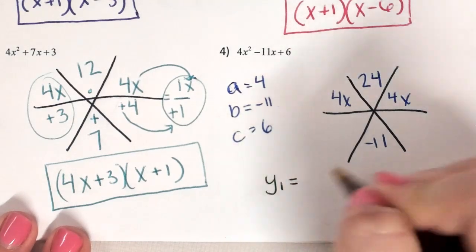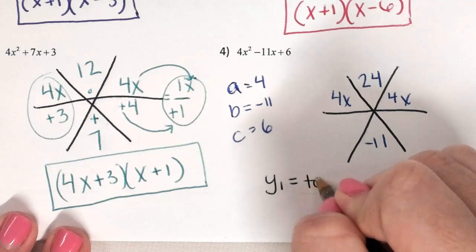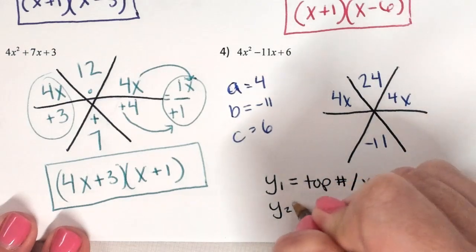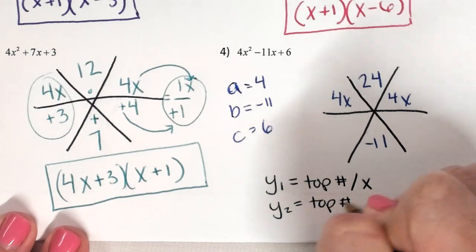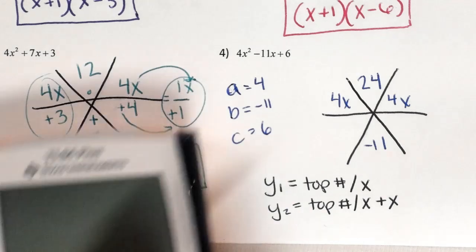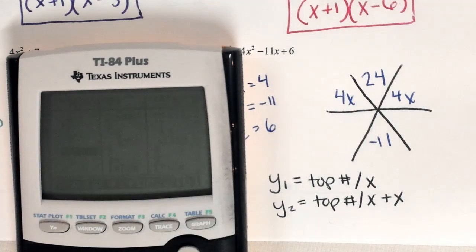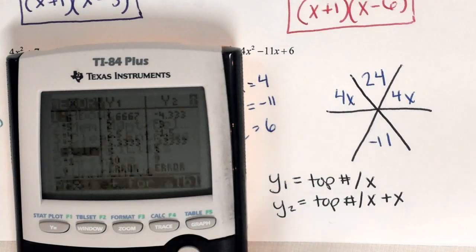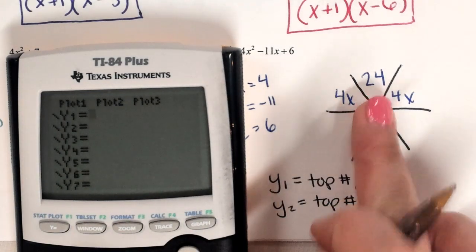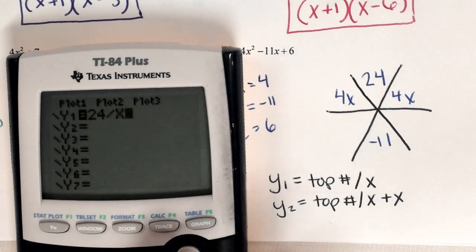And in Y1, you're going to type your top number, divide x. And in Y2, you're going to type your top number, divide x plus x. So they almost look exactly the same, except the second one has that plus x with it. So come to y equals, and you're going to type, so our top number here is what? 24 divide x, thank you. 24 divide x plus x. So see how they look almost exactly alike, except the second one has the plus x.